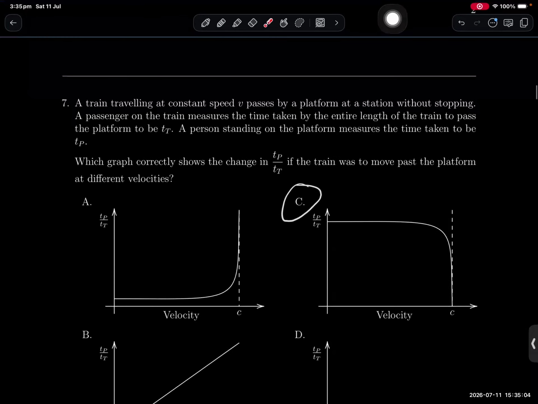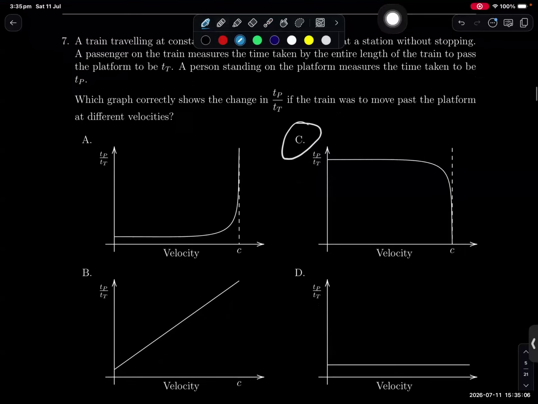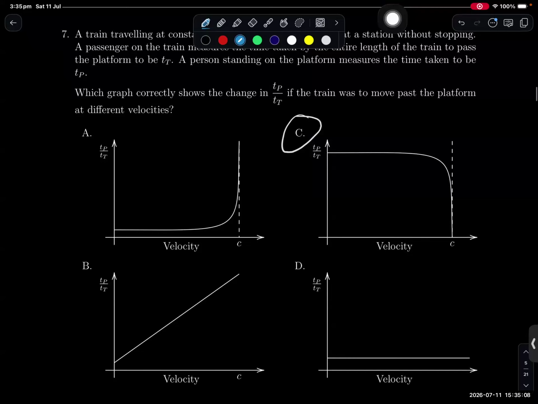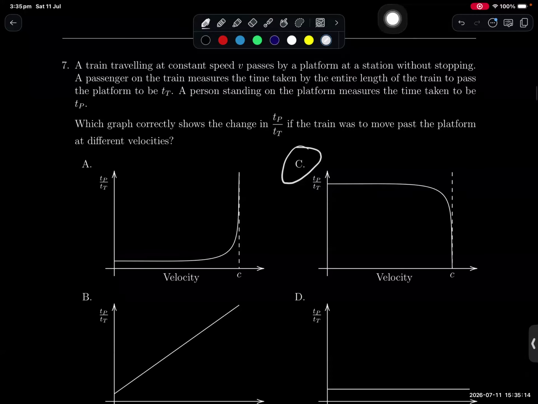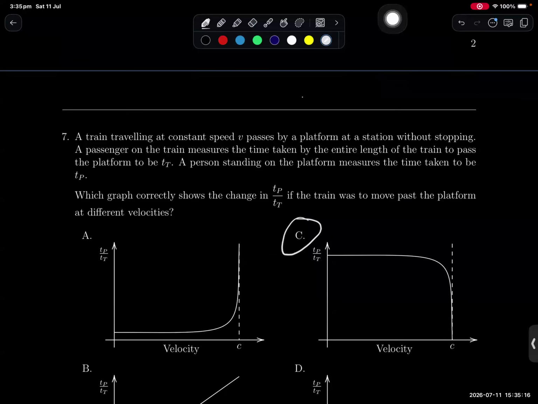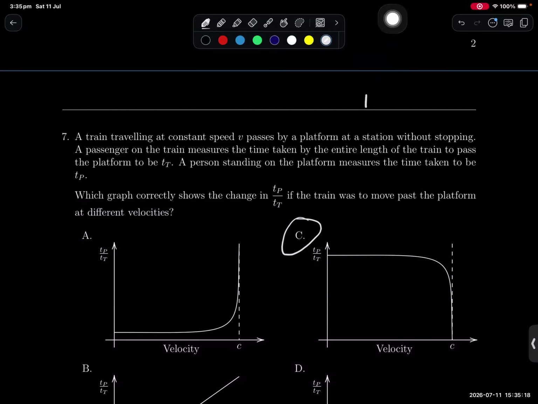So let's say that this first question pretty much relies on a determination of who measures proper time, right? Which one is proper? So if you have a platform like this, let's just say this point is the platform.